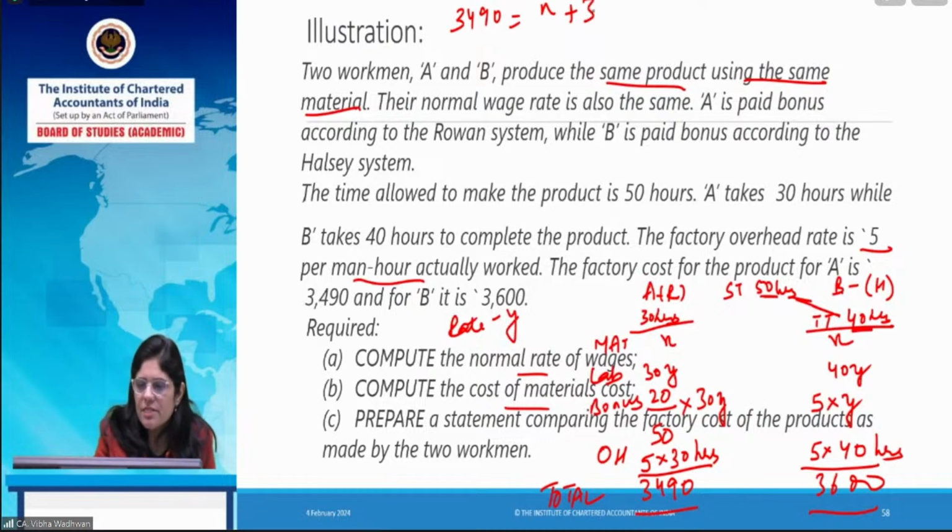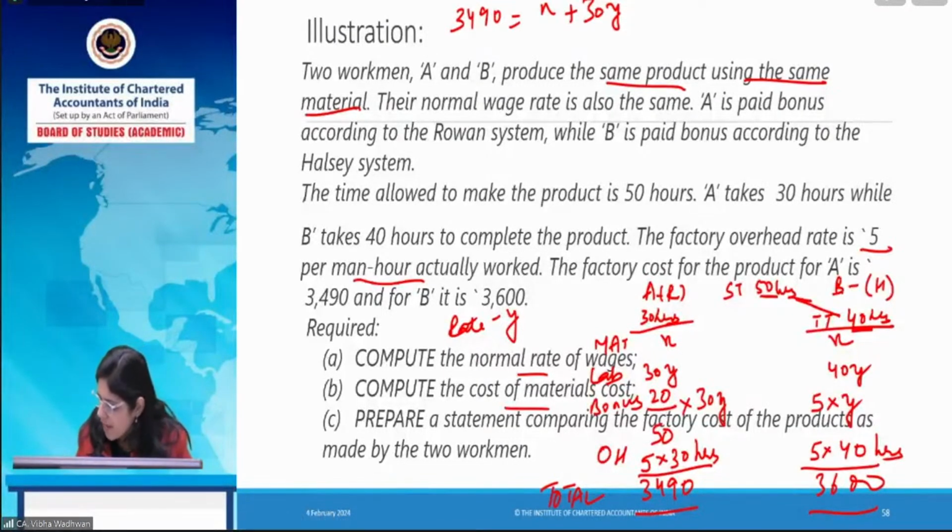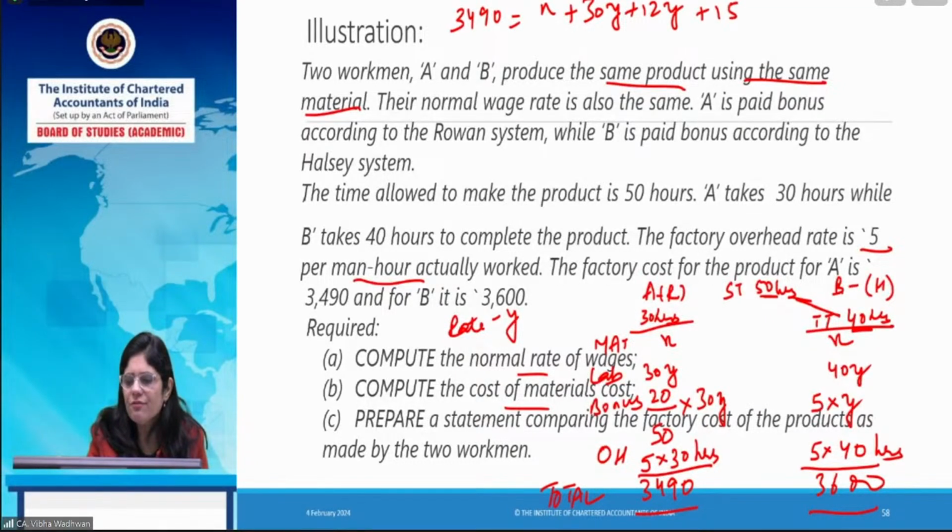So labor is 30Y. And we also have to calculate the bonus, divided by 50. So it's 12. Plus 12Y is the bonus. And plus 150 is the factory cost. So this is equation number 1.